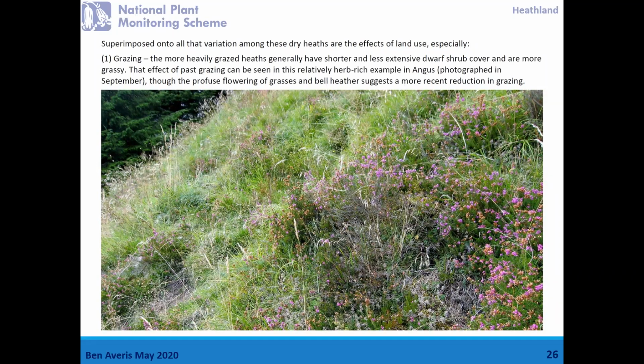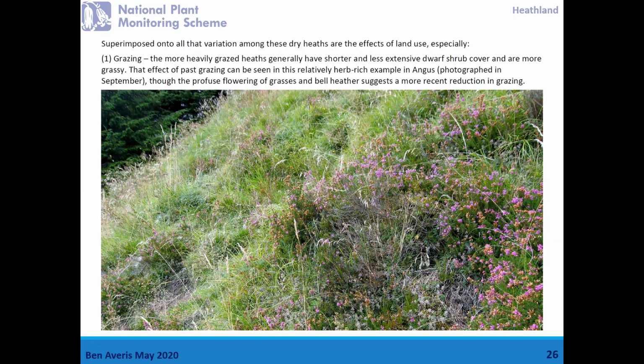Well, indirectly, people haven't been eating the heather, but it's the animals that have, sheep and deer, for example. And the more grazing you have in these places, the more the tendency for the dwarf shrub cover to be reduced and for grasses and sedges in some places to have more space and to grow better. And so you end up with a more grassy kind of heath. This is an example here.